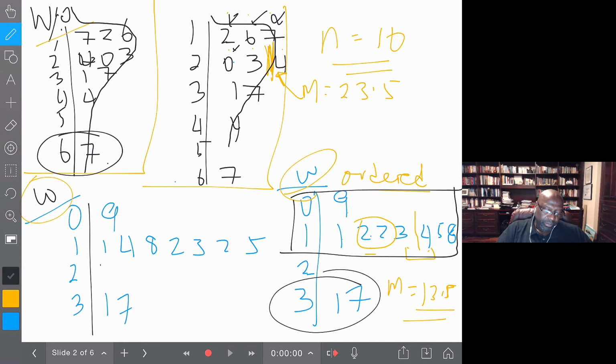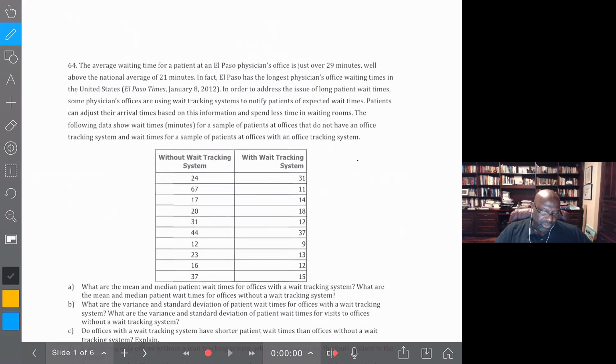Sorry, right here. So slightly skewed to the right. Skewness of the second one is actually a little less than the first one. Nonetheless, we do have some skewness. Let's see what other questions we had there.